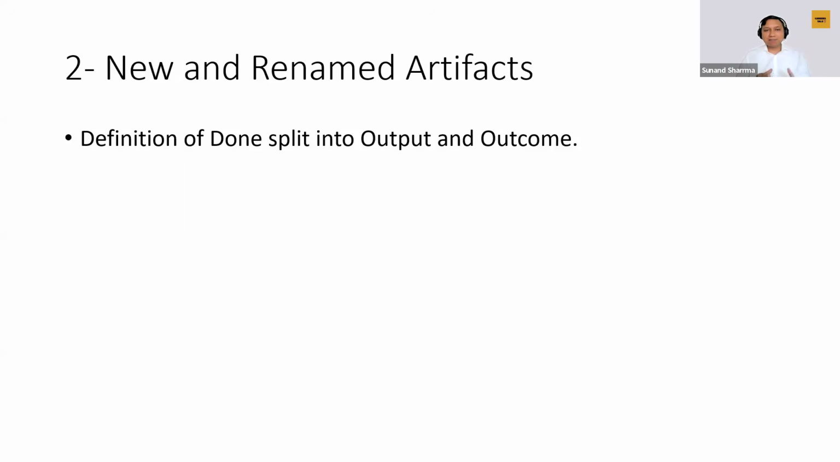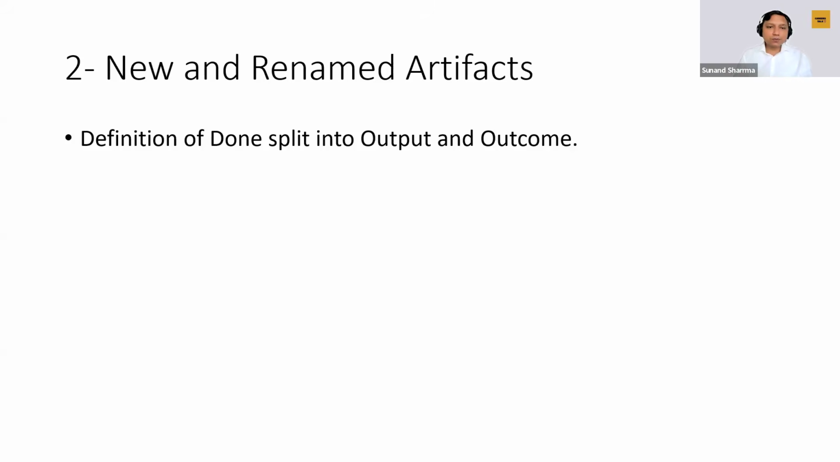Now, this is the interesting part. The expansion pack split the definition of done into 2 parts: output done and outcome done. Output done is about technical quality, like passing all the tests, and outcome done is about value, like did we actually solve the user problem. So, that's the major difference.